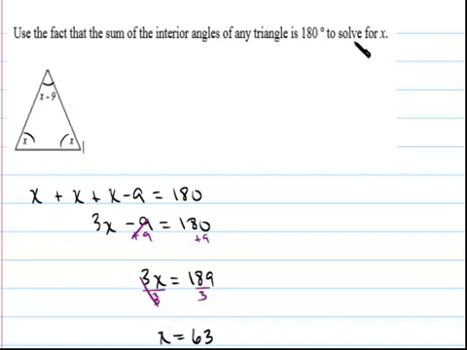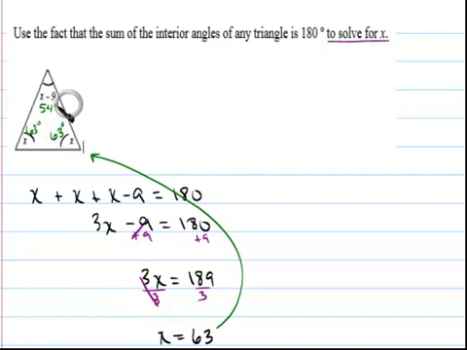So X is 63. The problem just says solve for X. So we know that X is 63, but if I wanted to go ahead and tie it back in, I would say that this is a 63 degree angle. 63 degree angle. 63 minus 9 would be a 54 degree angle. It's called an isosceles triangle. Two angles are the same. Add them all up, you get 180.